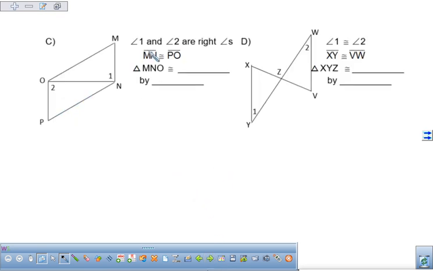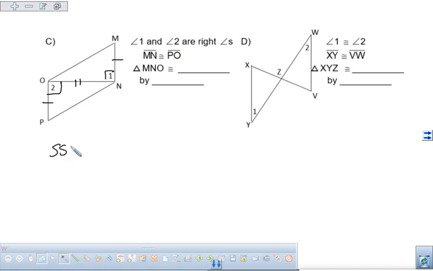Next up, angle 1 and angle 2 are right angles, so we can mark those. Segment MN is congruent to segment PO. And we mark the line that is shared between them. So we know we don't have side, side, side, because we don't have all sides.